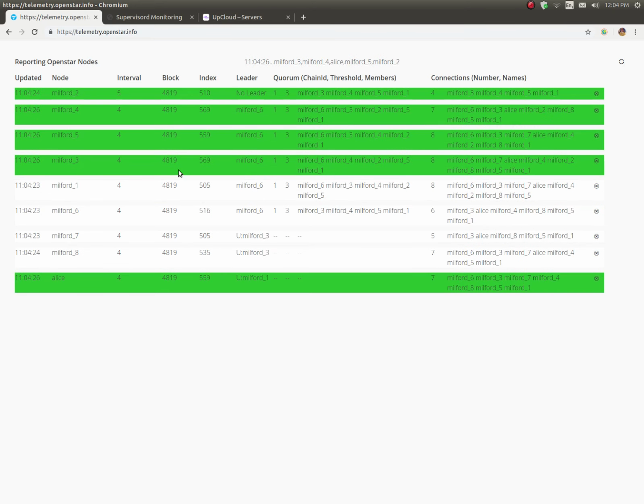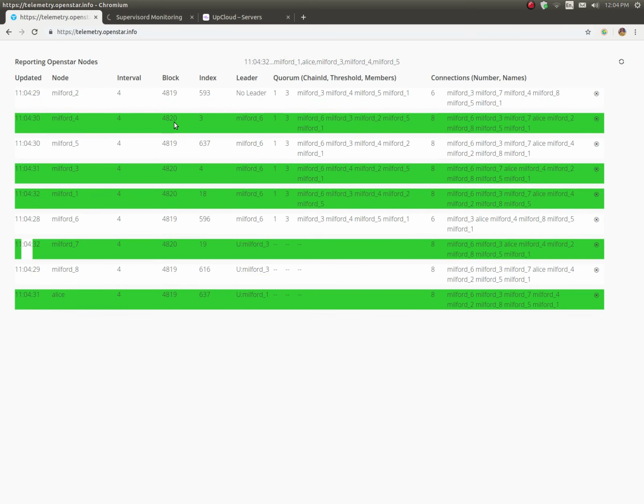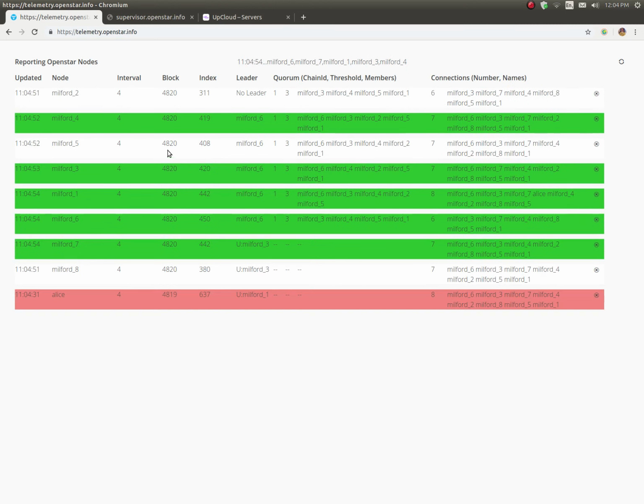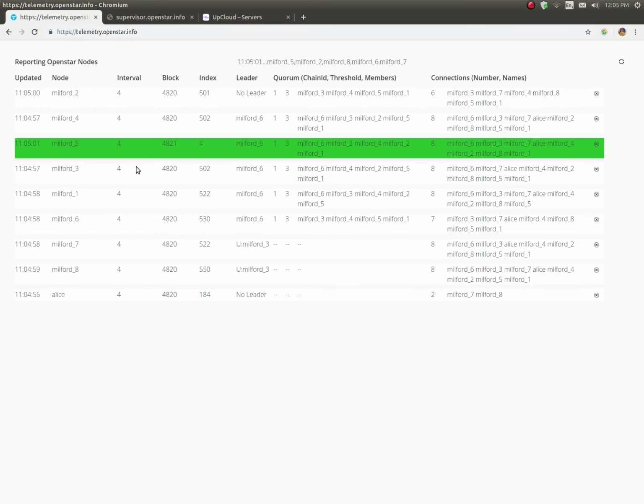We just see 4819, 4820, 3. This is going to update now in a second. Oh, that's a network issue. Come on back. There it comes back. Okay, so 4820, 408, 493. So full recovery by the network.